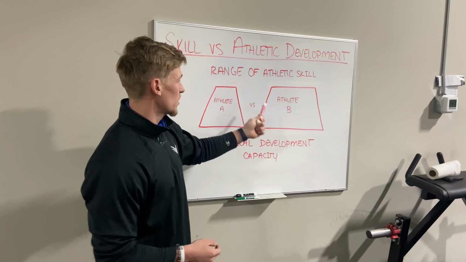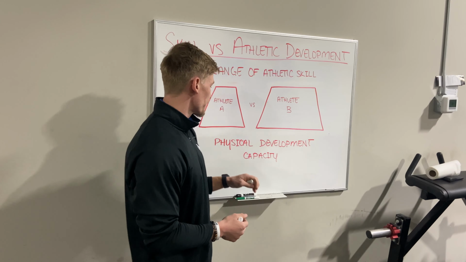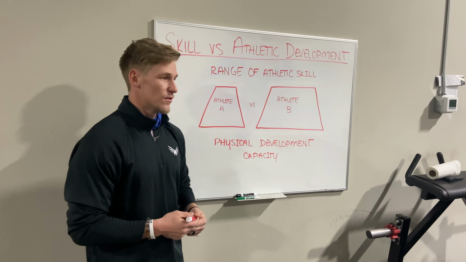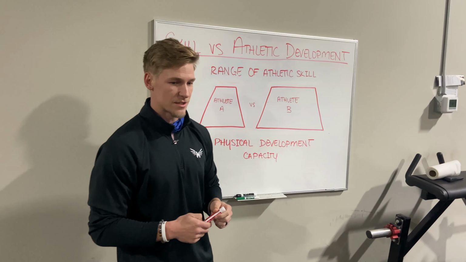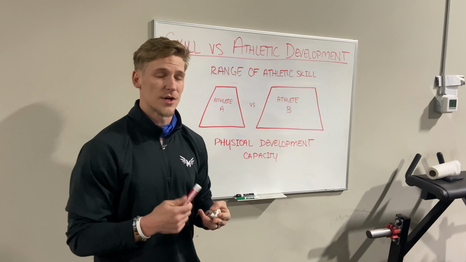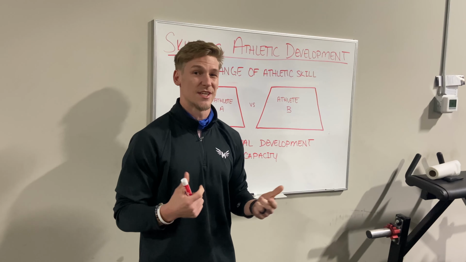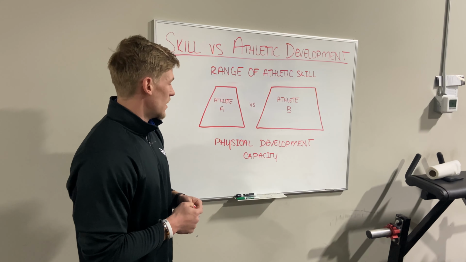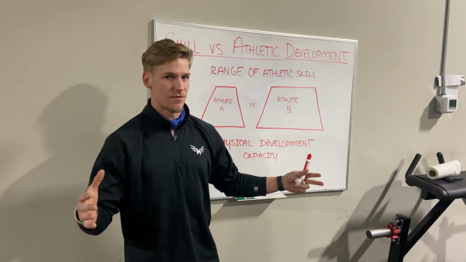I want to use this chart to kind of explain what I'm talking about. First, I want to explain what is physical athletic development capacity. Those are your capacity through things like strength, power, speed, agility, endurance, conditioning, coordination, all those things. And that capacity is how much of that do we have?